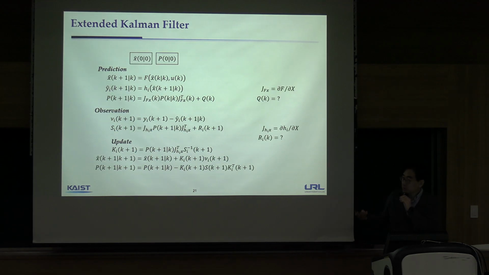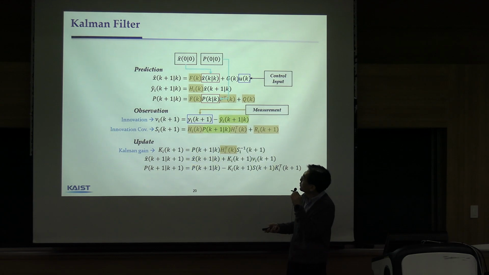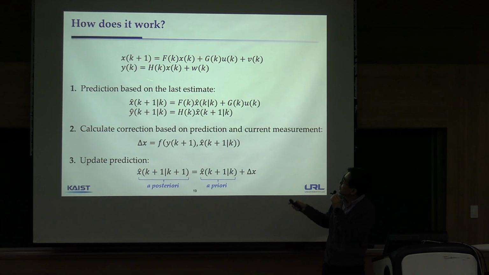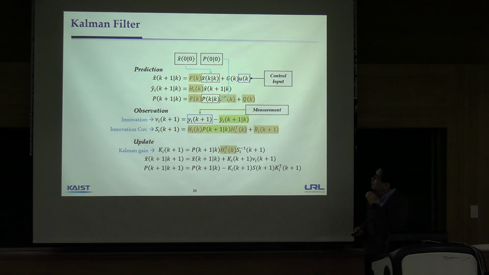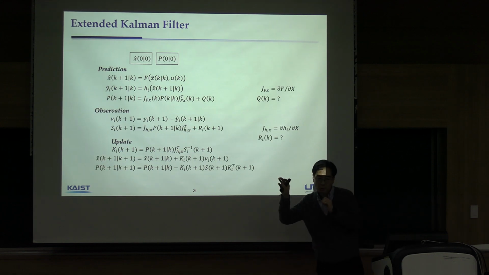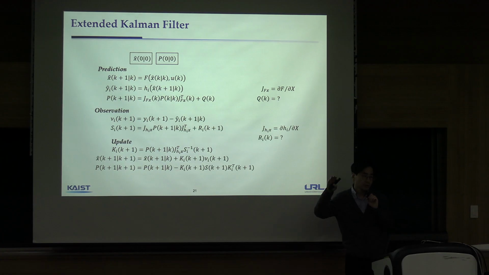But what happens if you have a nonlinear system? In a nonlinear system, you can just have the approximation using the Jacobians. This applies when we have the linear system like here, but if you have a nonlinear system, then you should use the Taylor series expansion using the Jacobian. So that's what happens in the extended Kalman filter. Extended Kalman filter means we apply the linear Kalman filter to the nonlinear system.